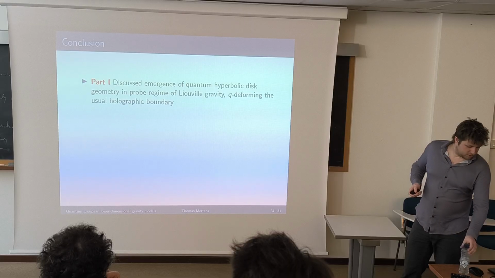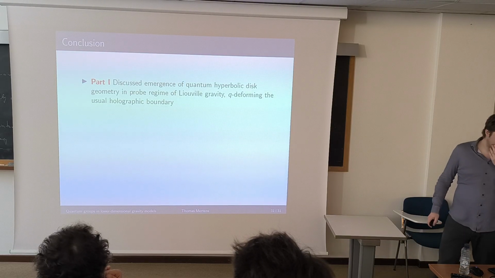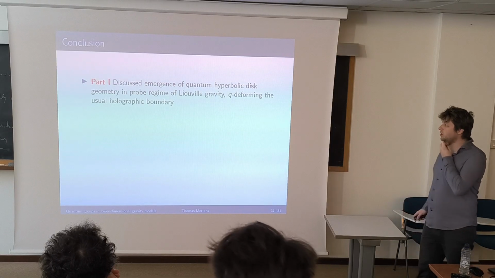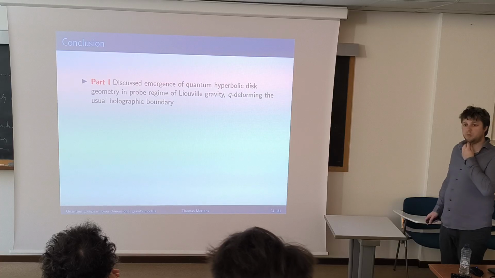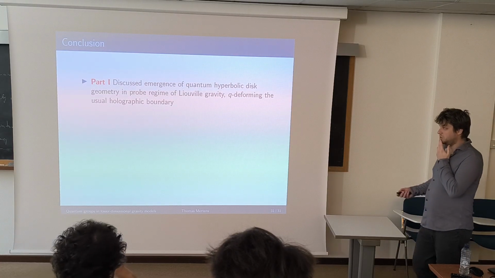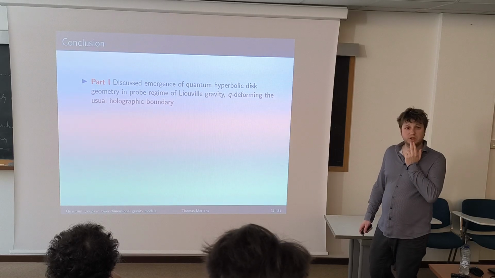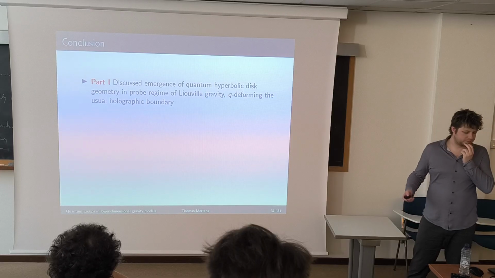Okay, so let me conclude. My talk consisted of two parts. In the first part, I discussed the emergence of quantum group symmetries in 2D gravity. I discussed purely from the symmetry perspective how a two-point function looks in this Q-deformed setting, and particularly this quantum hyperbolic disk geometry. And I found it in particular as a limit from some dynamical model, the Liouville gravity.